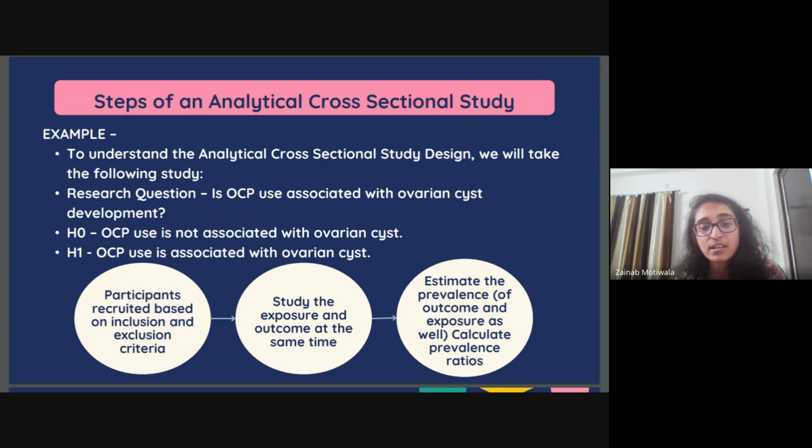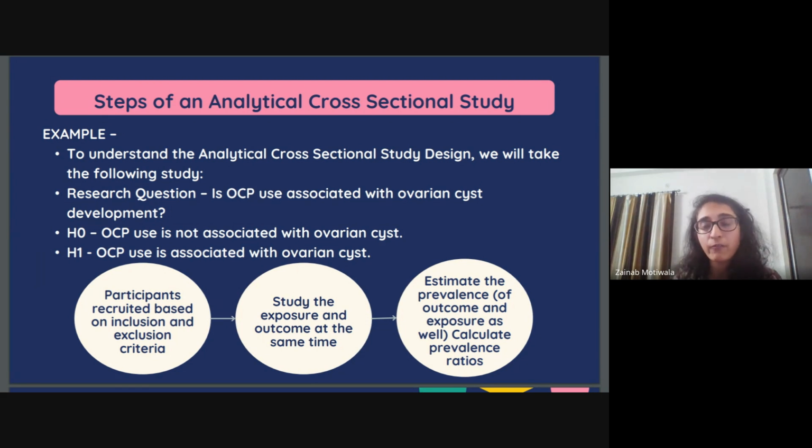Now, looking at the major broad steps, what exactly would be the major steps in this particular cross-sectional study design? So first, we would obviously recruit patients based on inclusion and exclusion criteria. Then we would study the exposure and outcome at the same time. And finally, we would present that relationship in statistical terms. In this particular case, for cross-sectional studies, we would like to use prevalence ratio.